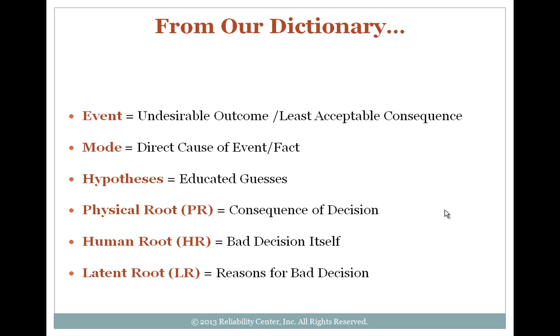All we're doing with the root cause analysis is that we're going to be working that backwards. I'm going to be showing you this thing called the logic tree, and here's a few definitions that'll come in handy. The event is going to be the undesirable outcome or the least acceptable consequence. The mode is going to be the direct cause of the event. It's going to be a fact. Hypotheses are going to be educated guesses. Physical roots are basically the consequence of a decision. The human roots are the decision itself, and then the latent roots are going to be the basis or the reason for the bad decision.